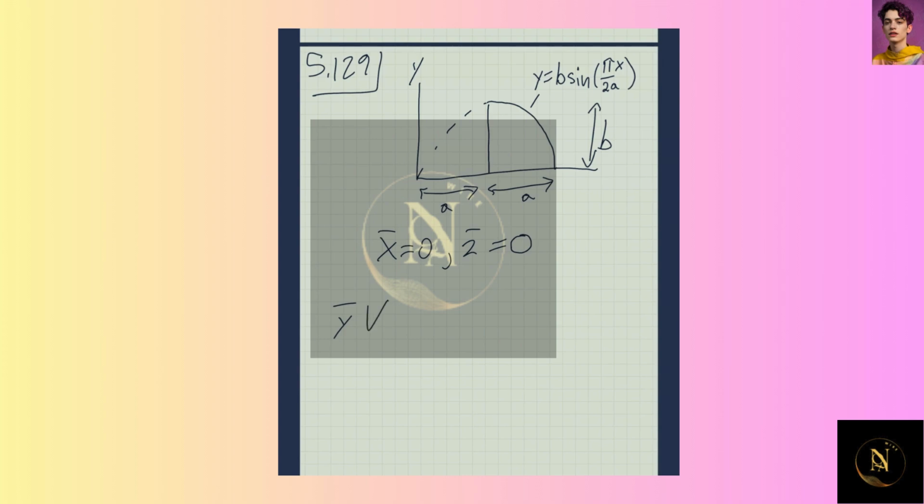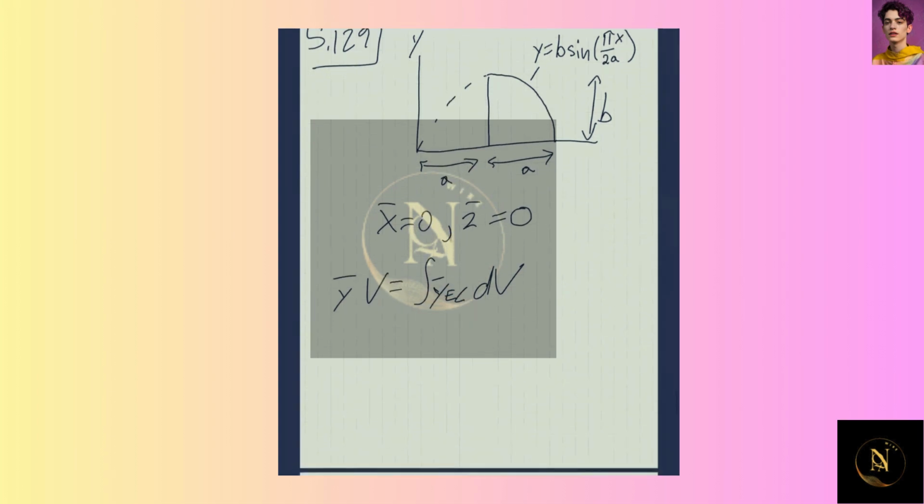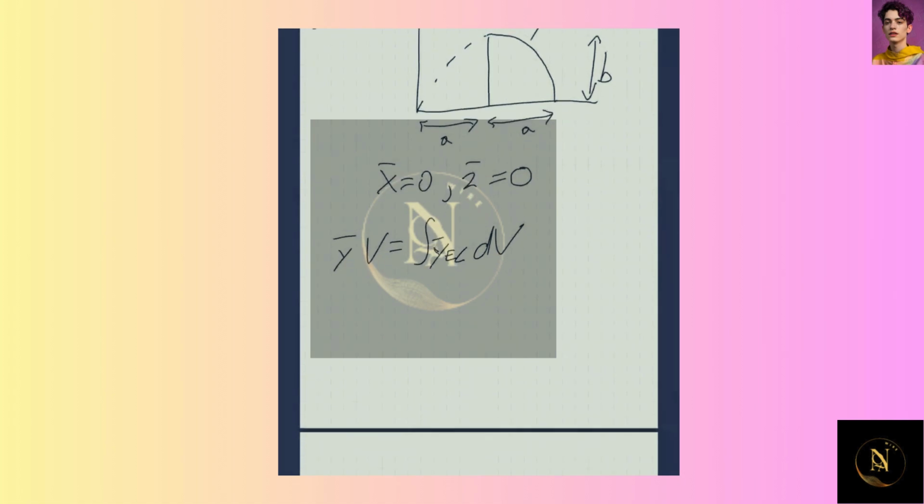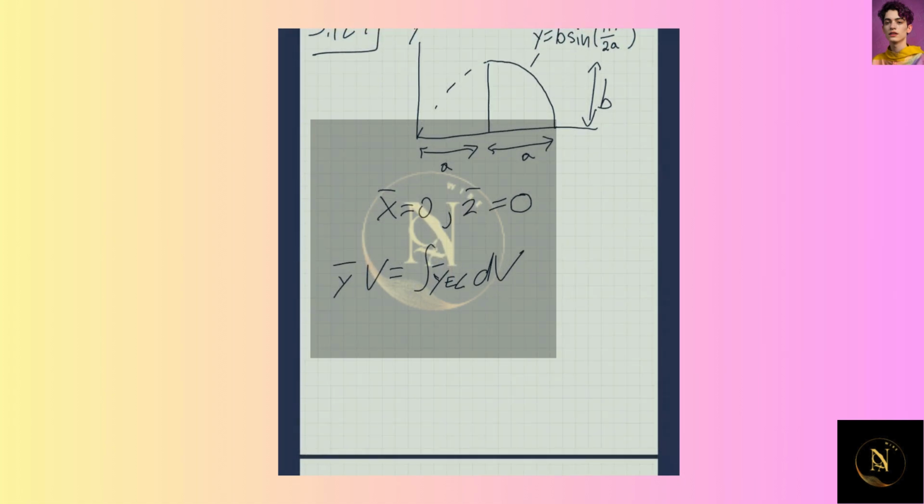Now, we'll have to find the centroid in the y direction by using this equation where the centroid in the y direction times its total volume is equal to the integral of the centroid of the differential element dv. And for our differential element, they give us a hint on how to find this by using a cylindrical shell.